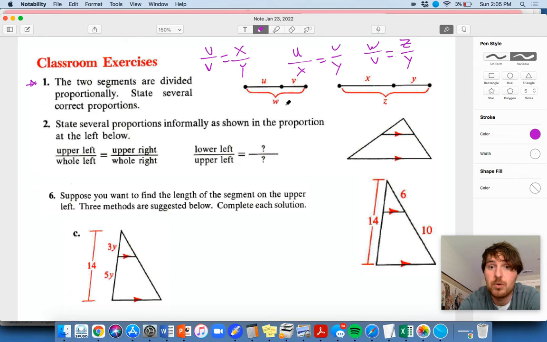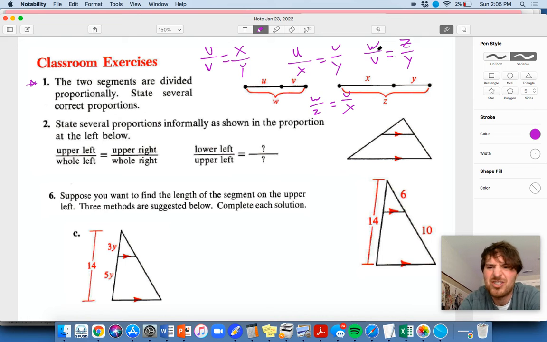You can also do whole to whole. W to Z would be in the same ratio as, for instance, U to X. Whole to whole equals part to part. How can I justify that? Well, let's see here. I could do a mean swap there, and then I'd have V over Y, which again is part to part.